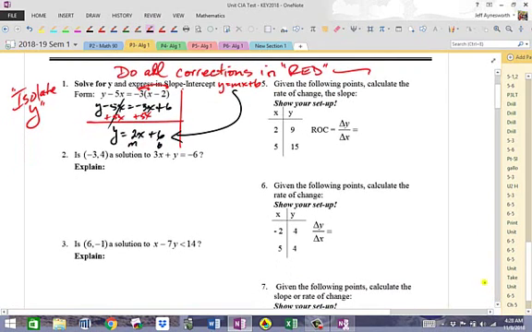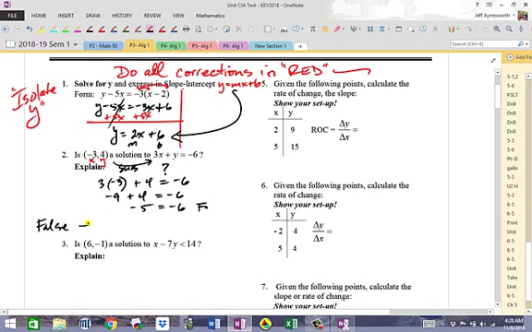Is (-3, 4) a solution to the equation? So what you need to do is substitute it in. So x is -3, y is 4, and you substitute in. So here we go. You get 3 times -3 plus the y value of 4. Is that equal to -6? I don't know. You've got to work it out. So -9 plus 4 is -5, and of course -5 is not equal to -6. That's false, and that tells me that (-3, 4) is not a solution.